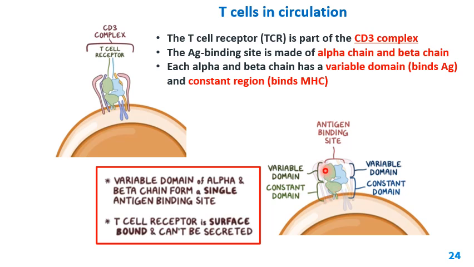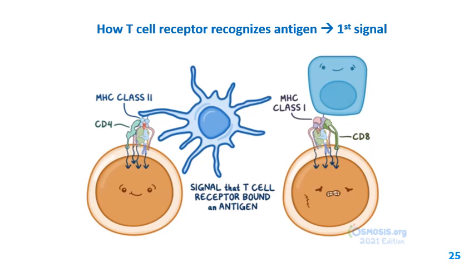You have your variable domain that is together with the variable domain of your alpha chain, and then your constant region goes on the other side. It also spans the membrane, right? We see the receptor here. Remember that your T cell receptor is always stuck on the membrane, is never secreted, right? It doesn't work like an antibody, right? Okay. So here, again, the story on what's happening here.